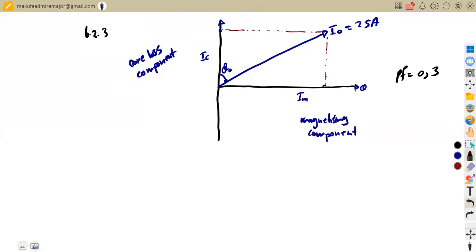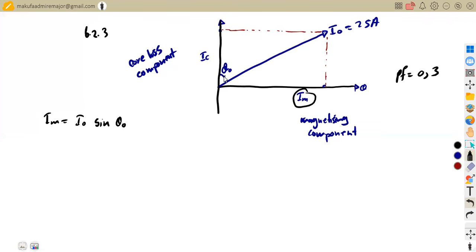So that we can understand that it's simply one and the same thing. If we are to calculate our magnetizing component from this diagram, it means we need to find this angle theta here, because we know that the magnetizing component is equal to I naught, which is the no load current, times the sine of theta in this case. So we need the angle that is at this point.